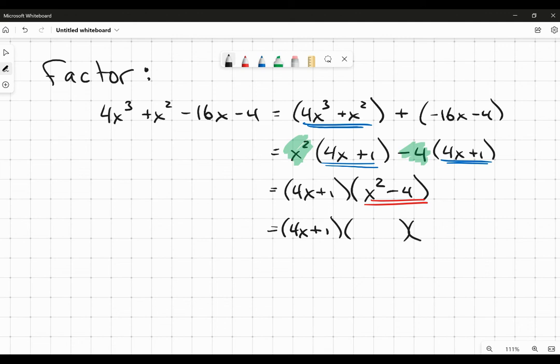And so remember that to factor a difference of squares, you take the square root of both terms, square root of both terms, and then it's going to be subtraction in one, addition in the other. We call those binomial conjugates. And there you go. Now I've got that expression fully factored.